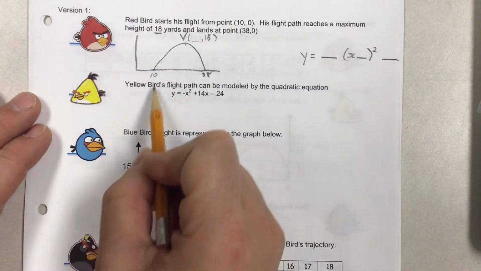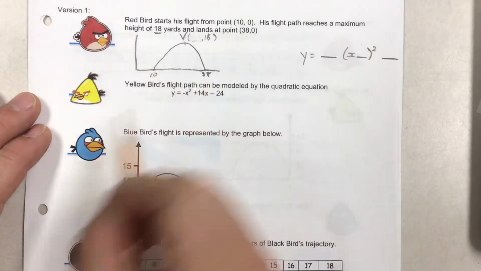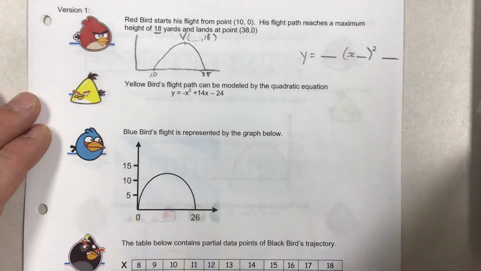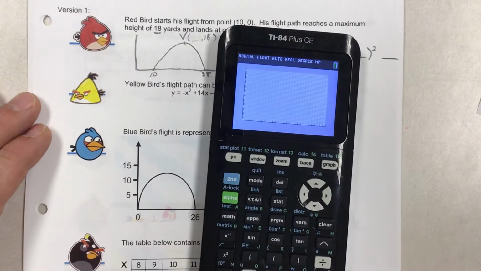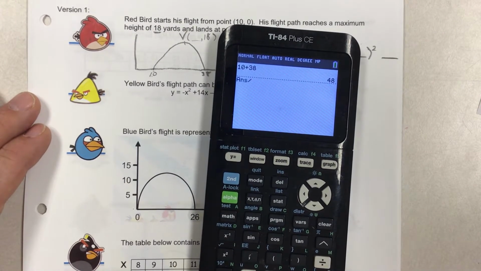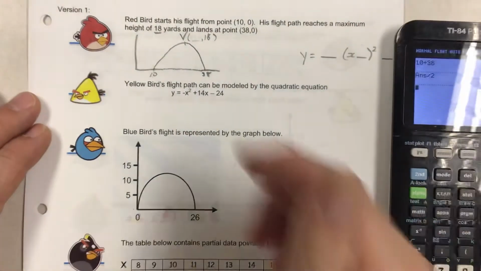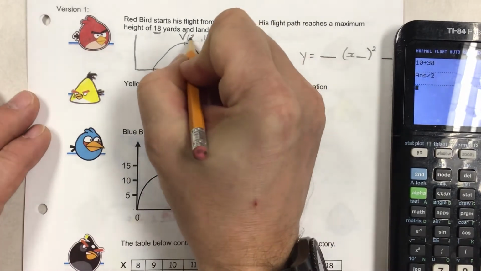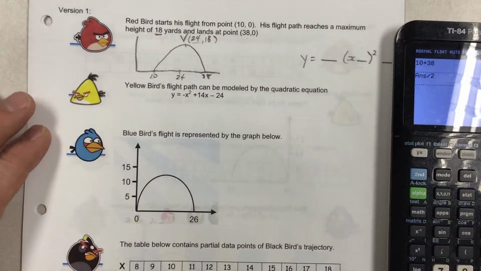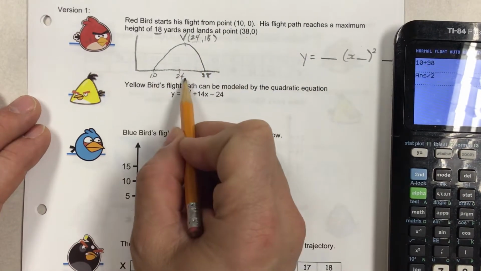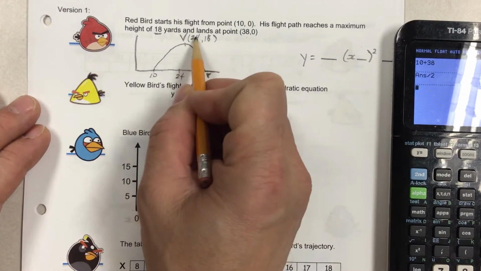Well, sure we do. Because this is symmetrical, we know it's exactly between 10 and 38. How do you find the middle number between two numbers? Well, we did that in the very first unit. We find the average. So 10 plus 38, divided by 2, is 24. So right in the middle there is 24. That is going to be my point of maximum height. So the x is 24, and that coordinate point is (24, 18).